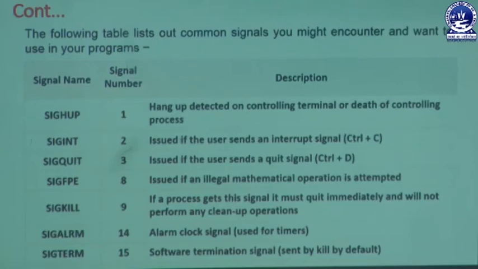In this type of signal, the number is 8, and it is specially issued if an illegal mathematical operation is attempted. We know that whenever a user does any type of mathematical activity, it can show some errors at the time of processing. So this type of error must be controlled by using this signal, known as SIGFPE.